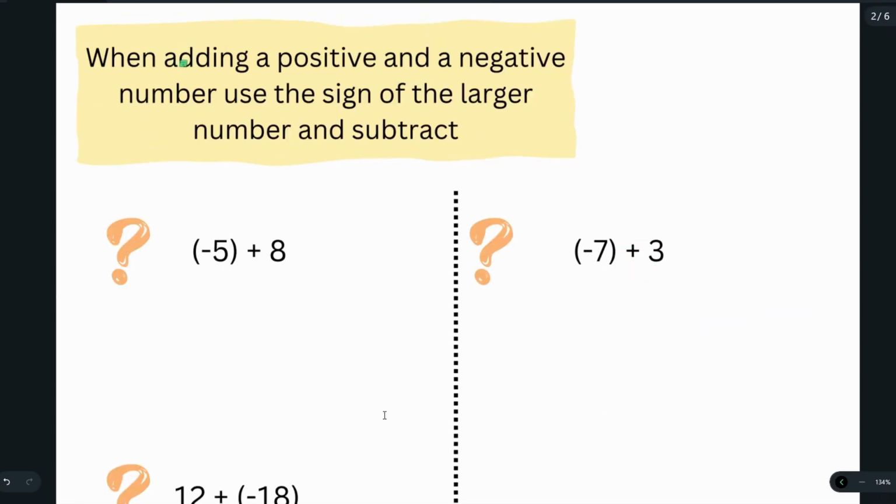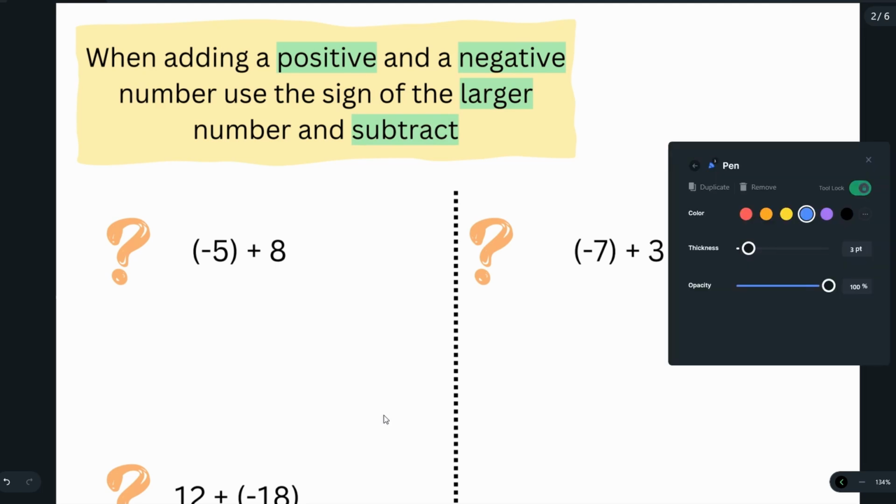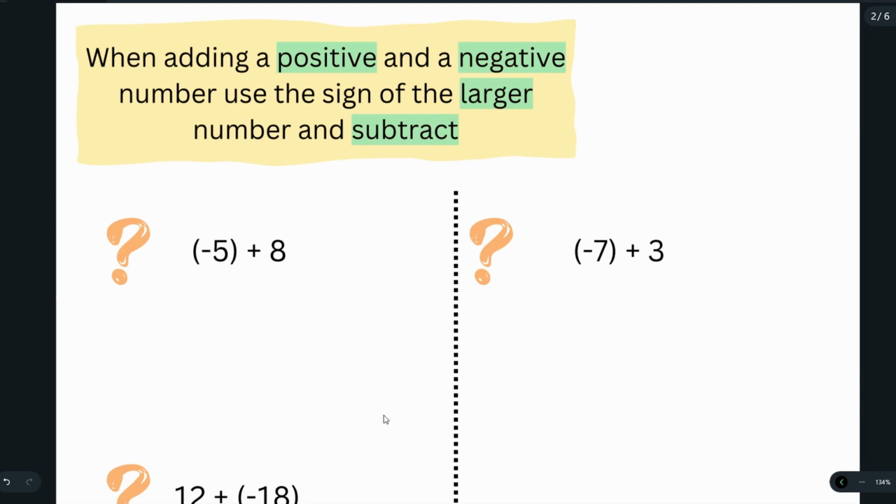Here's another rule. When adding a positive and a negative, we use the sign of the larger number and subtract them. Okay? Let's do an example. Here, let's first determine which number is the larger. 8 is the larger number.